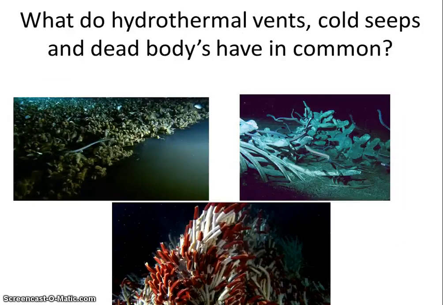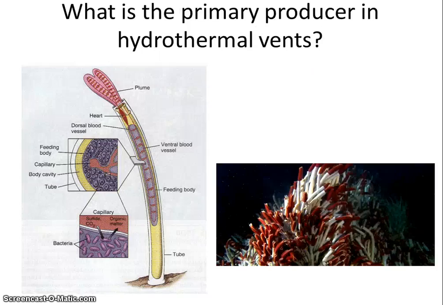You'll notice that on the abyssal plain, I never mentioned anything about chemosynthesis, and that's because the areas on the abyssal plain that have chemosynthesis are considered to be different ecological areas. Three areas on the abyssal plain that have chemosynthesis are cold seeps, dead bodies, and hydrothermal vents. All three of these areas, even though they're on the abyssal plain, have chemosynthesis, and therefore they're considered to be their own unique areas.